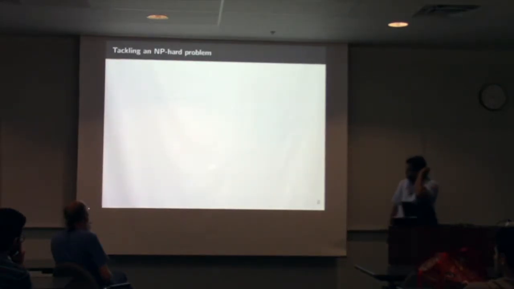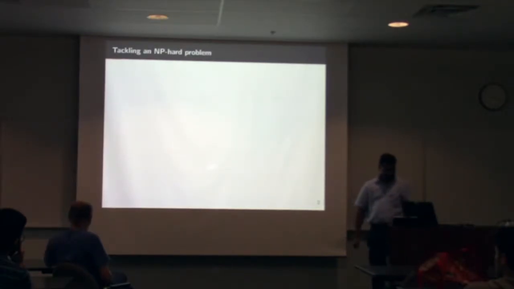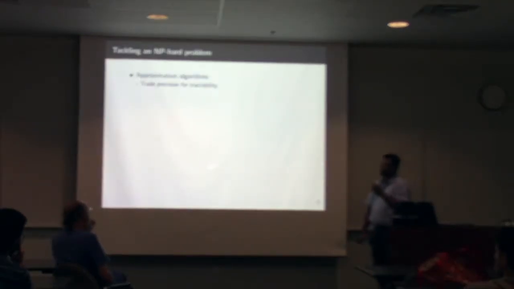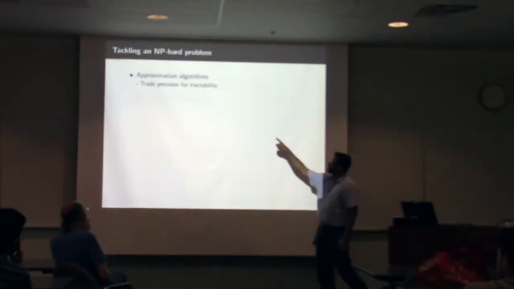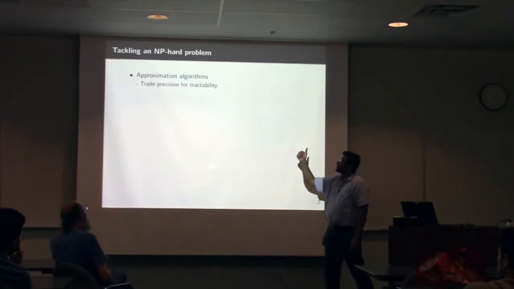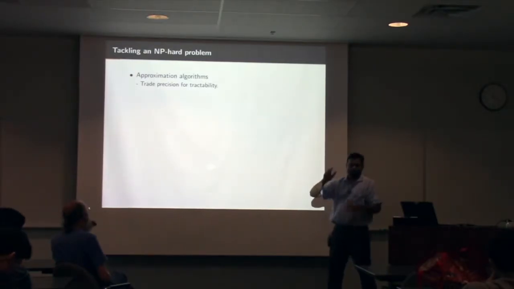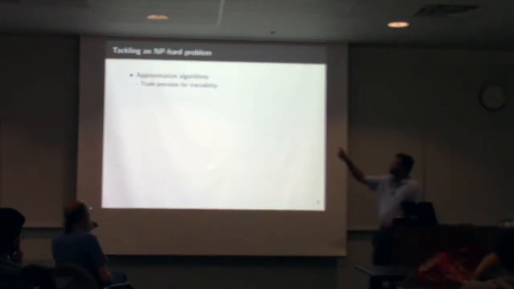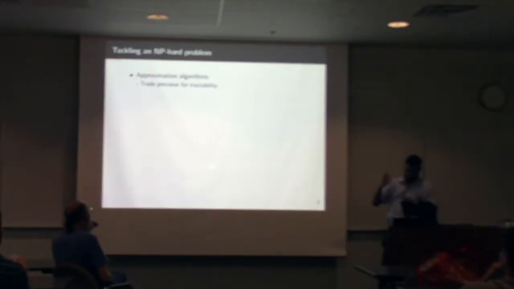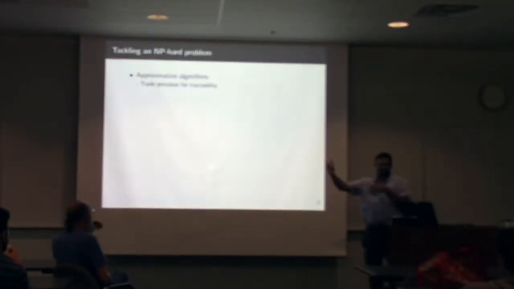So if you have an NP hard problem, how do you solve it? The first approach is to approximate the solution, where you trade precision for tractability. You don't want precision, but you want tractability. You want to bring it to polynomial time or something. If you look at gradient descent algorithms, you are actually approximating the solution. You are not actually finding the solution. Except for linear approximation, you don't get the solution in finite time. You always get it in the asymptotic sense.